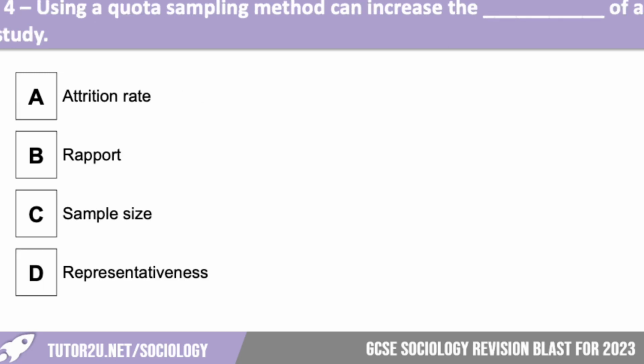Number 4, using a quota sampling method can increase the what of a study? A, attrition rate, B, rapport, C, sample size, or D, representativeness. Let's reveal the answer. It is D, representativeness.